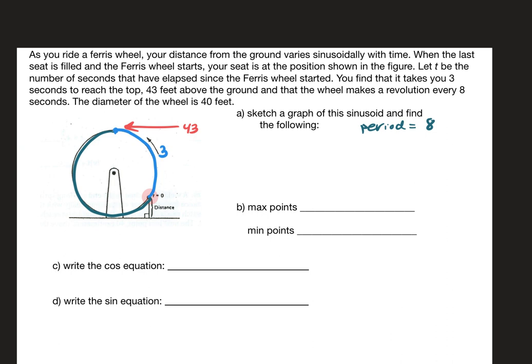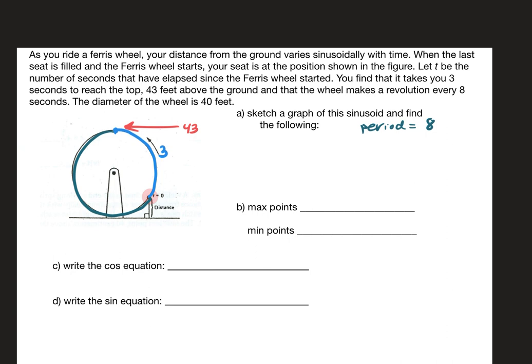If you loaded at the bottom, and this was t equals 0, and it said it took you 8 seconds to go all the way around, you should be able to tell me that that's the period. And it told you the top was 43 and the bottom was 3 feet. That's your max and that's your min. Now you should be able to get your amplitude. That part, I think, is fair game for your test.